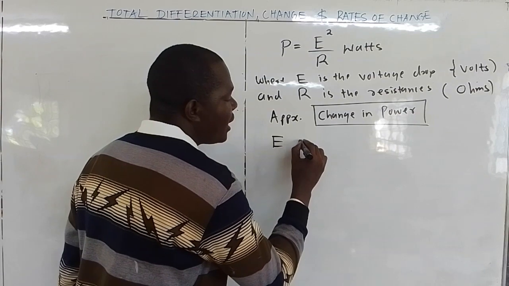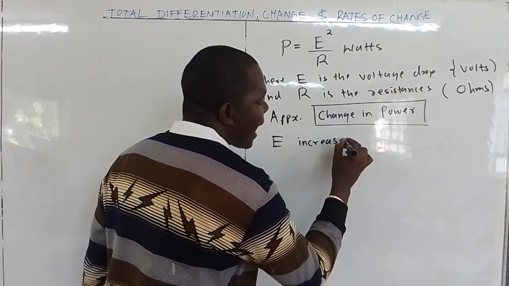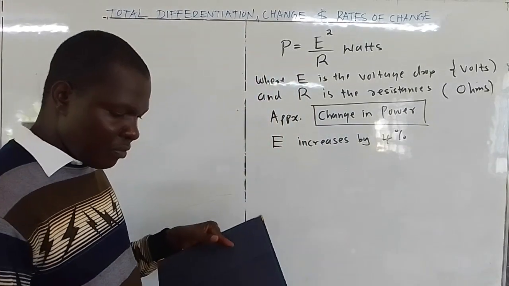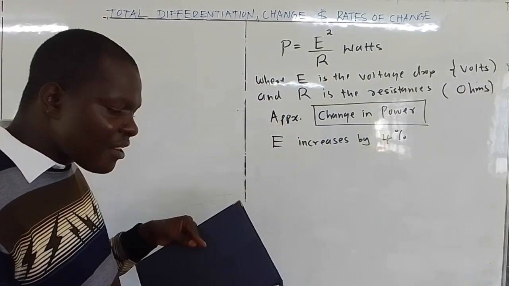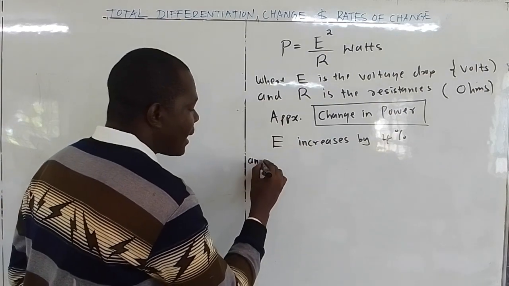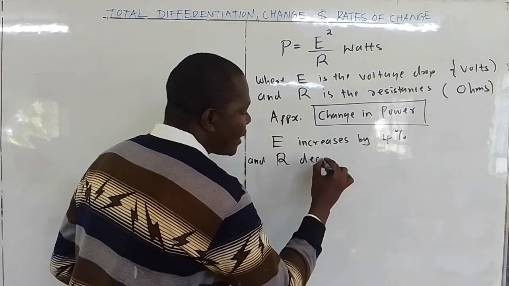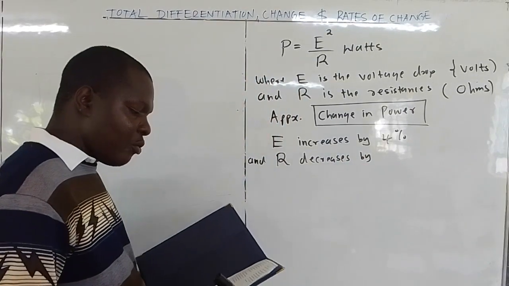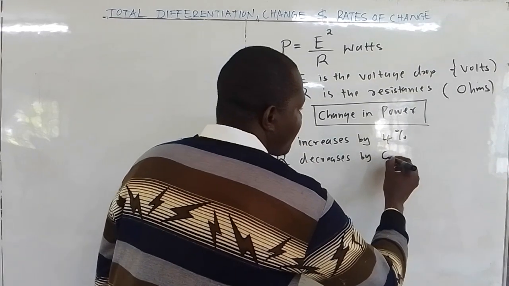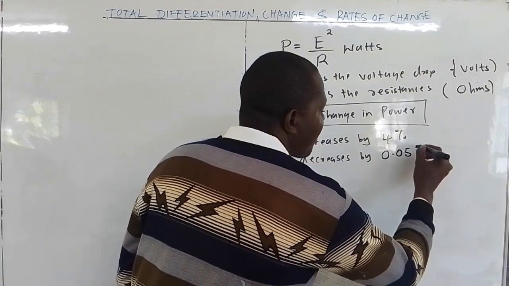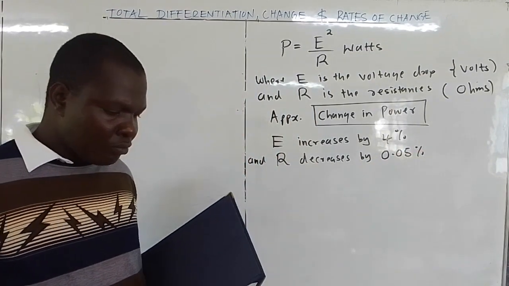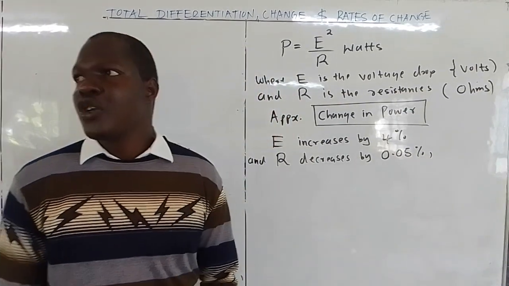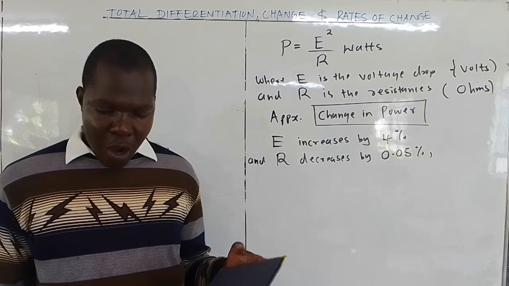So you'll be told E increases by 4%, and R decreases by 0.05%.